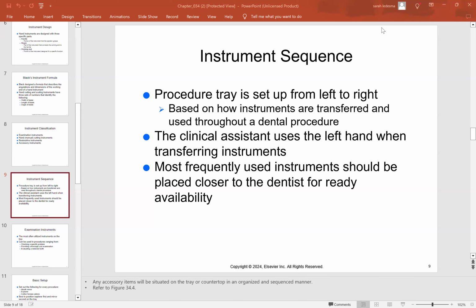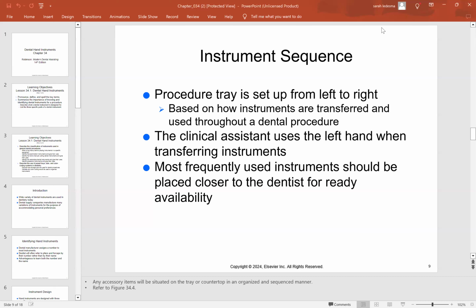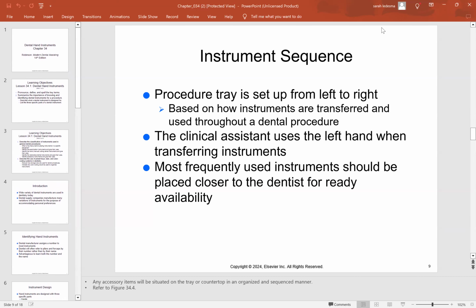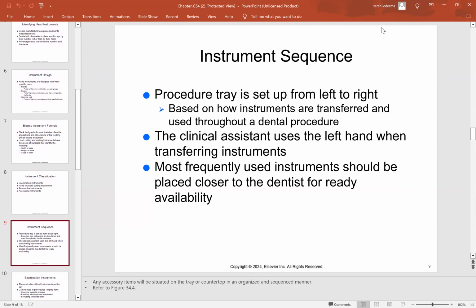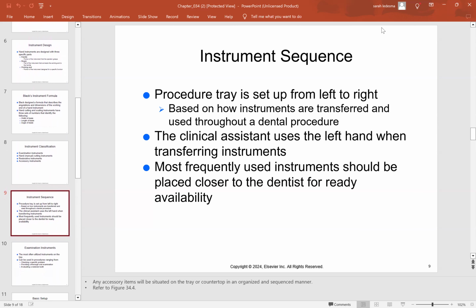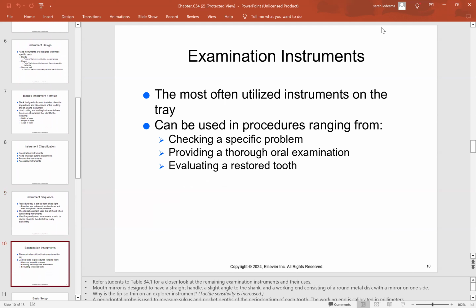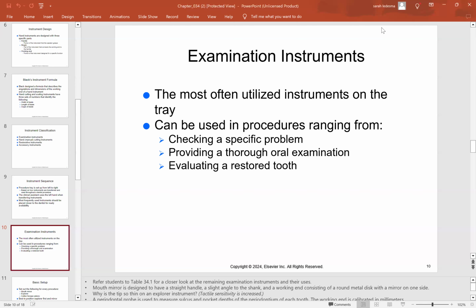This is Modern Dental Assisting, Chapter 34, Part 2. In this portion of the lecture, we're going to go over our instrument classification in more detail. Starting with examination instruments, these are the most often utilized instruments on the tray, and we can use these in procedures ranging from checking a specific problem, providing a thorough oral examination, and evaluating a restored tooth.